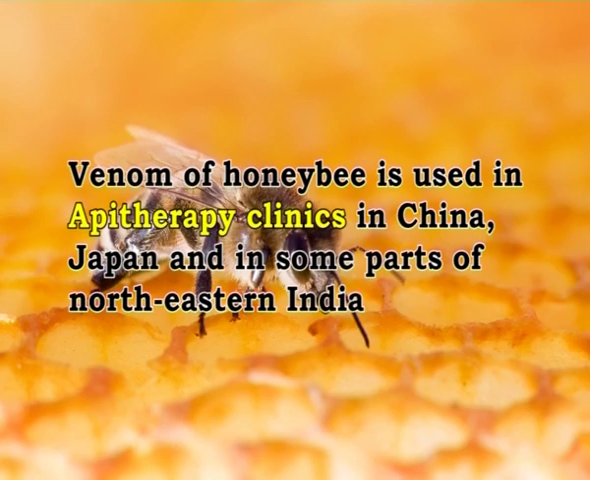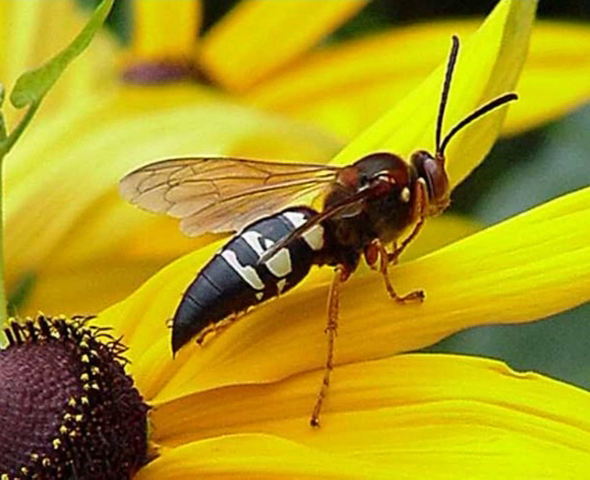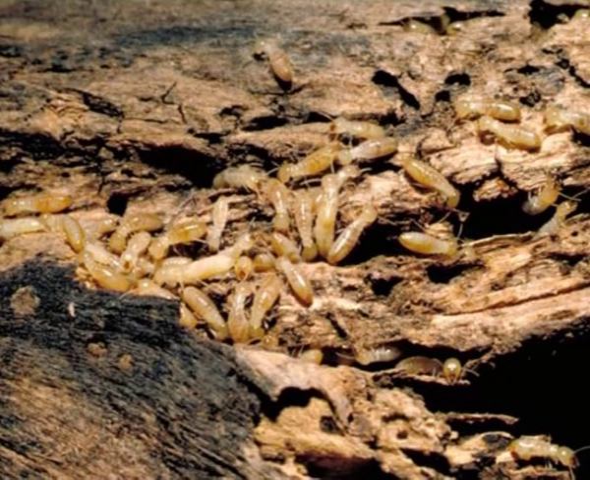In the name of apiary, that is beekeeping, man is culturing honeybees for his personal advantage. Venom of honeybee is used in epitherapy clinics in China, Japan and in some parts of northeastern India. Wasps act as biocontrolling agents and feed on Lepidopteran larvae, which act as pests of various cereals and pulses. In this way, wasps help control the pest population, protect cultivable land and avoid economic loss to man. Ecologically, termites play a pivotal role in the environment as they break down and recycle dead wood and other plant tissues.